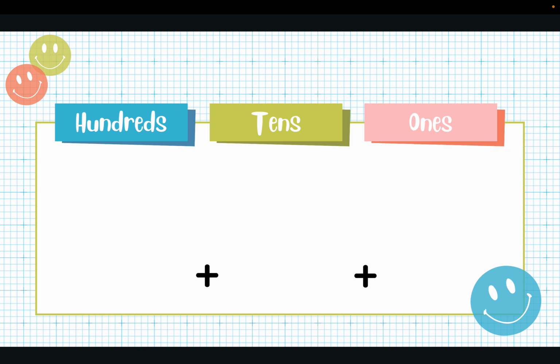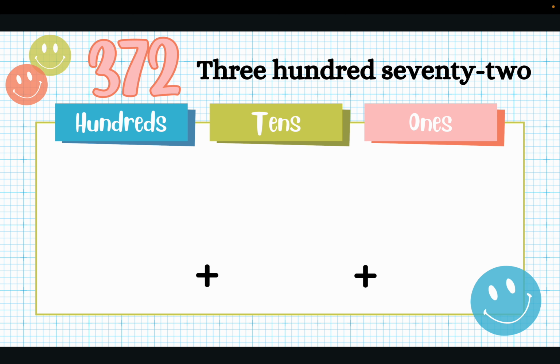Please pull out your place value chart mat so we can go over this example together. I have 372 written in standard form. Please write that on your board now. We're now going to write it in word form. If you need extra time, pause the video now while you write it in word form. Here it is in word form. If you got it right, good job.